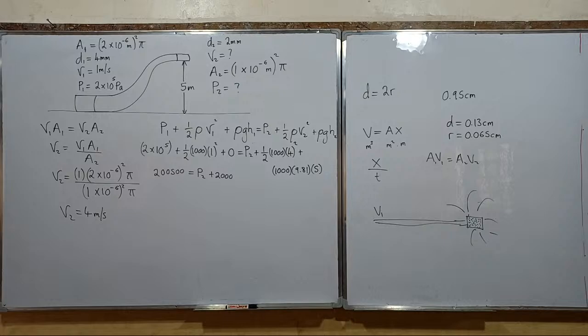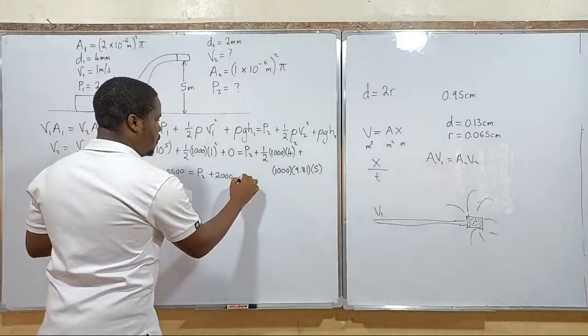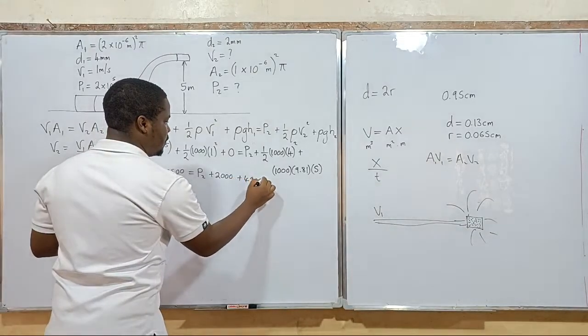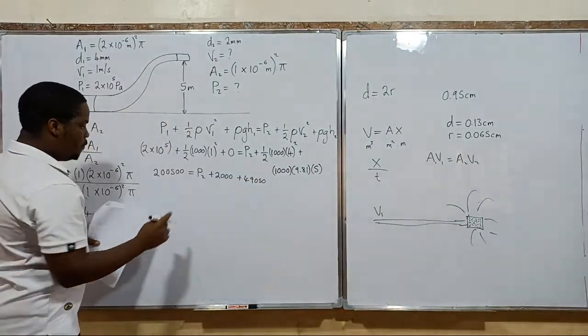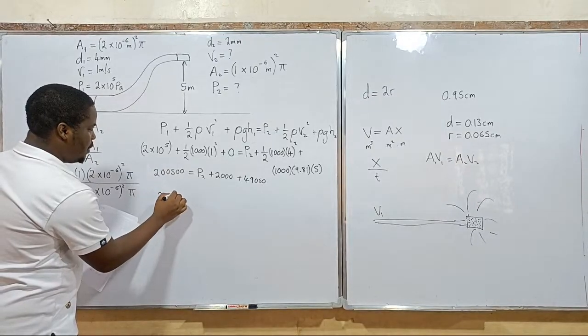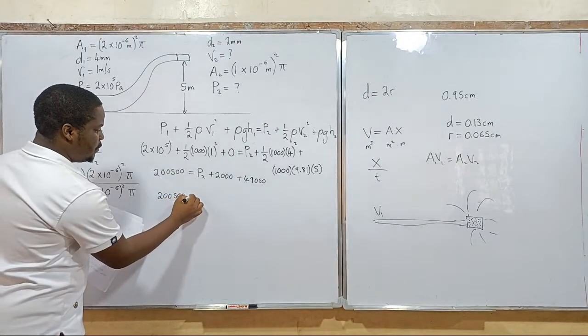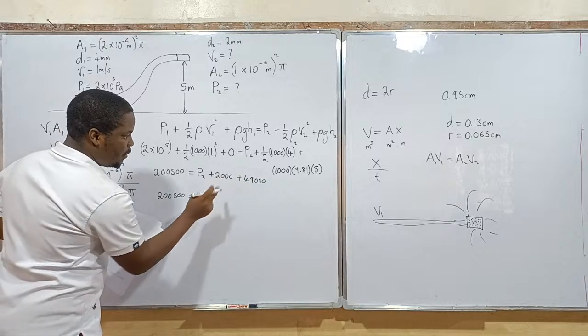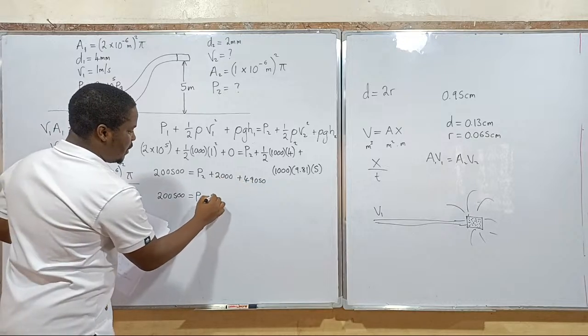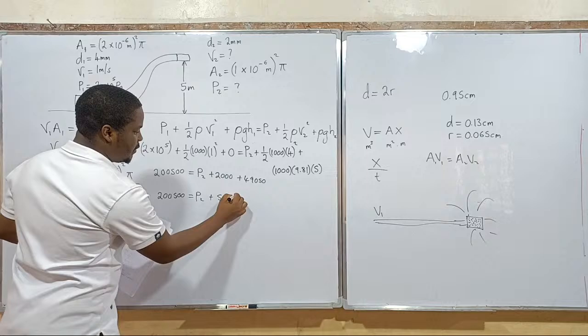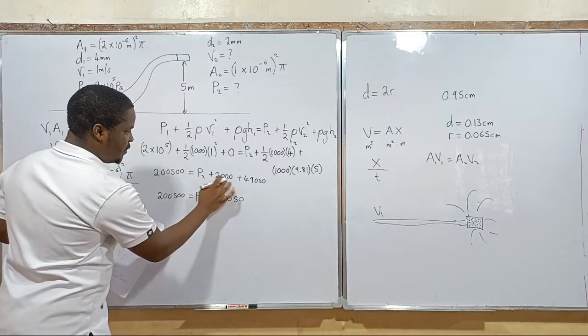Times 5. 49,050. Is it? So 49,050. That's what we get. Now, so get 200,500 is equals to P2. If we add these two values, we're going to get 51,050. We just added these two, right?